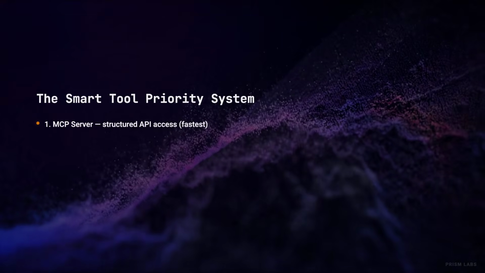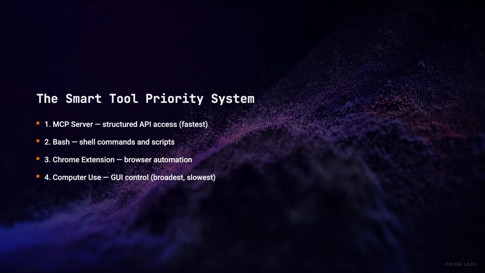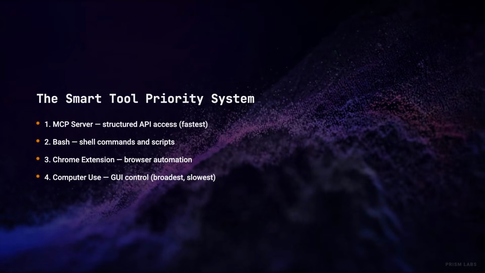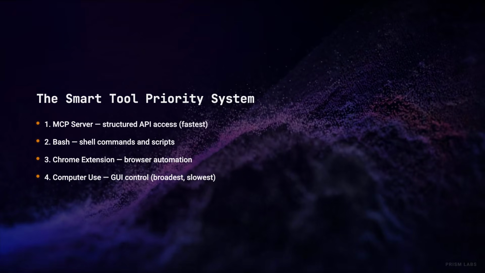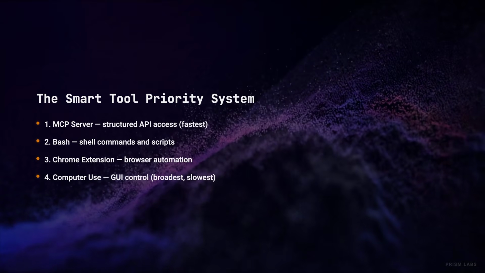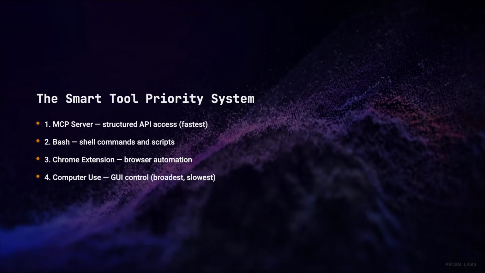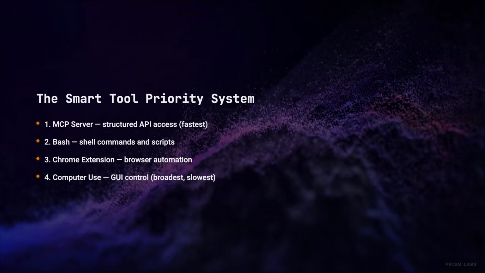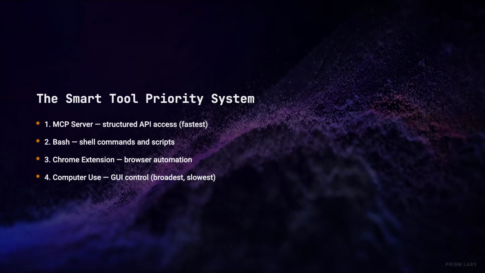Here's what makes this design clever. Claude doesn't jump straight to screen control, it follows a priority chain. First, if you have an MCP server for the service, Claude uses that, and it's the most precise. Second, if the task is a shell command, Claude uses bash. Third, if it's browser work and you have Claude in Chrome, it uses that. Computer use is the last resort, reserved for things nothing else can reach: native applications, simulators, design tools, and proprietary software with no API. This means Claude picks the fastest, most reliable tool for each task automatically. Screen control is powerful but slow, so Claude only uses it when it's genuinely the only option.